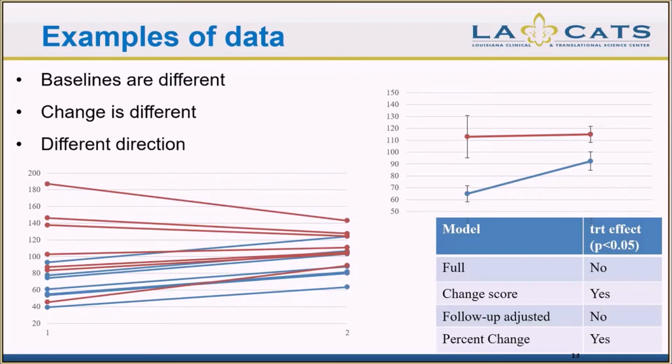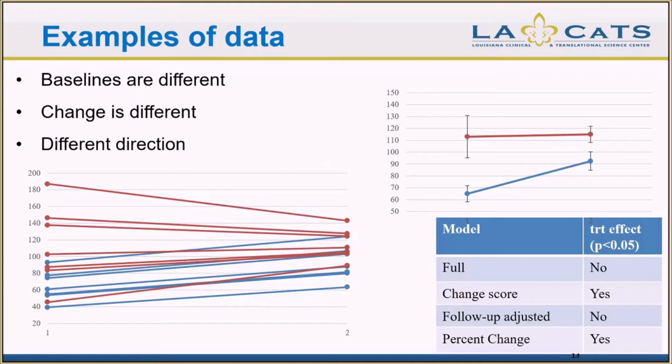Okay. So the next set of examples we're going to look at, the baselines are different again, the changes are different, but now we have different directions. So if we look at that plot on the left side with all the data, we can see some red dots are going up over time, some are going down over time, and again, they're spread out everywhere. Whereas generally the blue dots are all consistently going up over time.